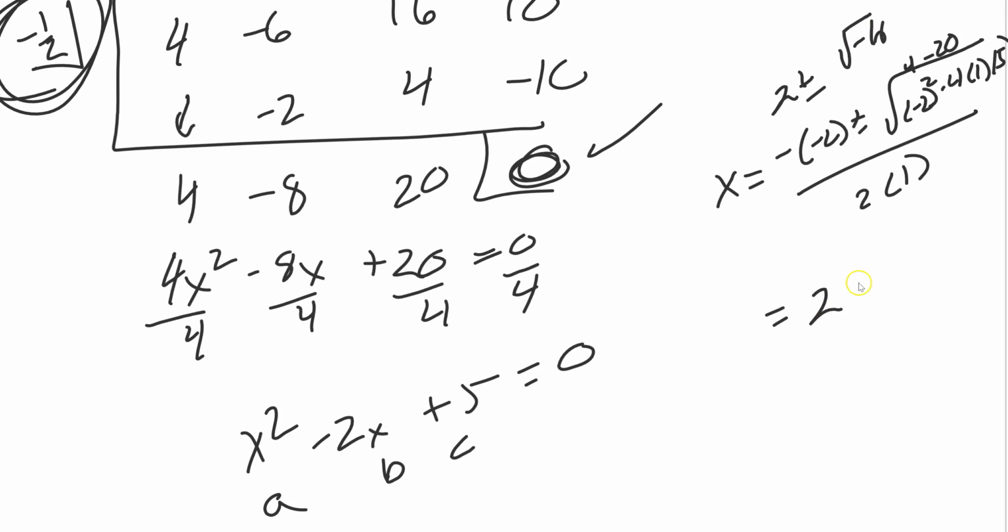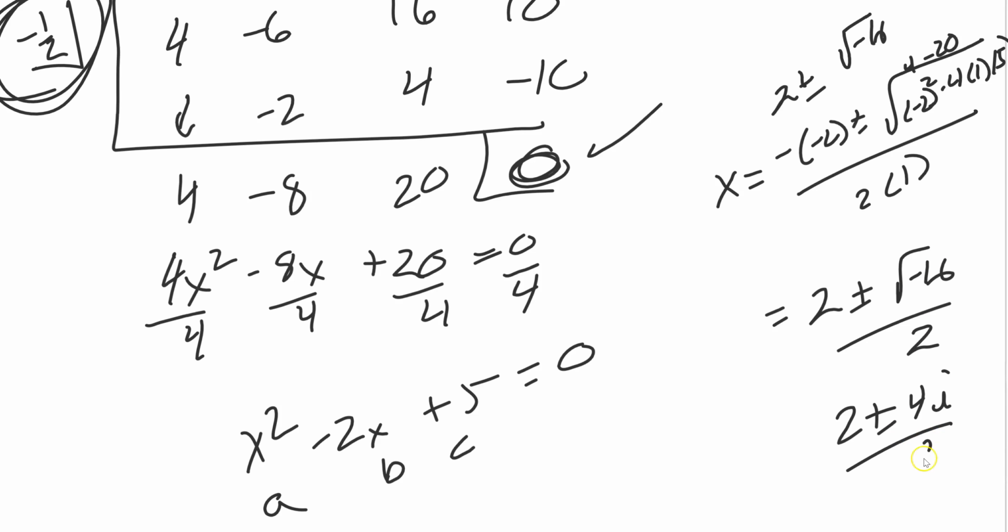So 2 plus or minus negative 16 over 2, which is 2 plus or minus 4i over 2. Now remember, the 2's don't cancel. It doesn't work that way, right? You've got to factor out, either divide everything by 2 or factor out a 2. The 2's do not cancel.